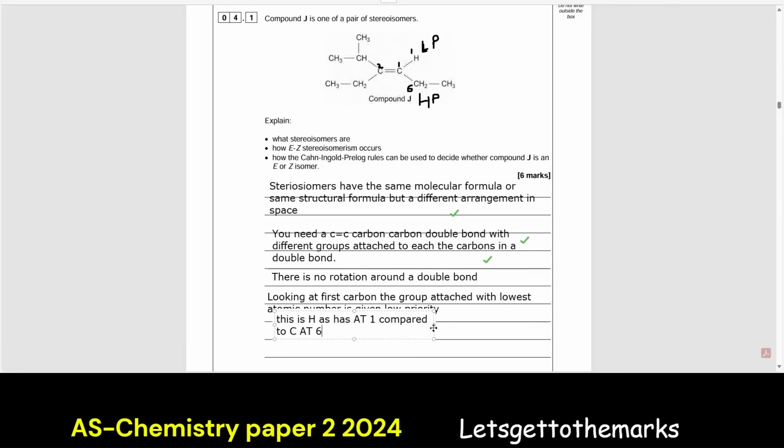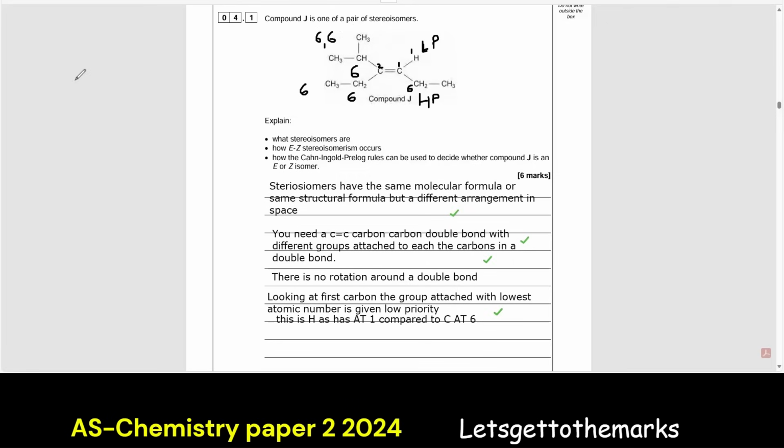I've used abbreviations because I'm running out of room. So that's my explanation there. I now need to look at the second carbon. And here we've got a little bit of a clash, because when we look at the second carbon, the groups attached, I've got 6 and I've got 6. So we have the same atomic number attached. So then we've got to go to the next set of groups attached. And this has got two 6s attached, and this has got just one 6 attached.